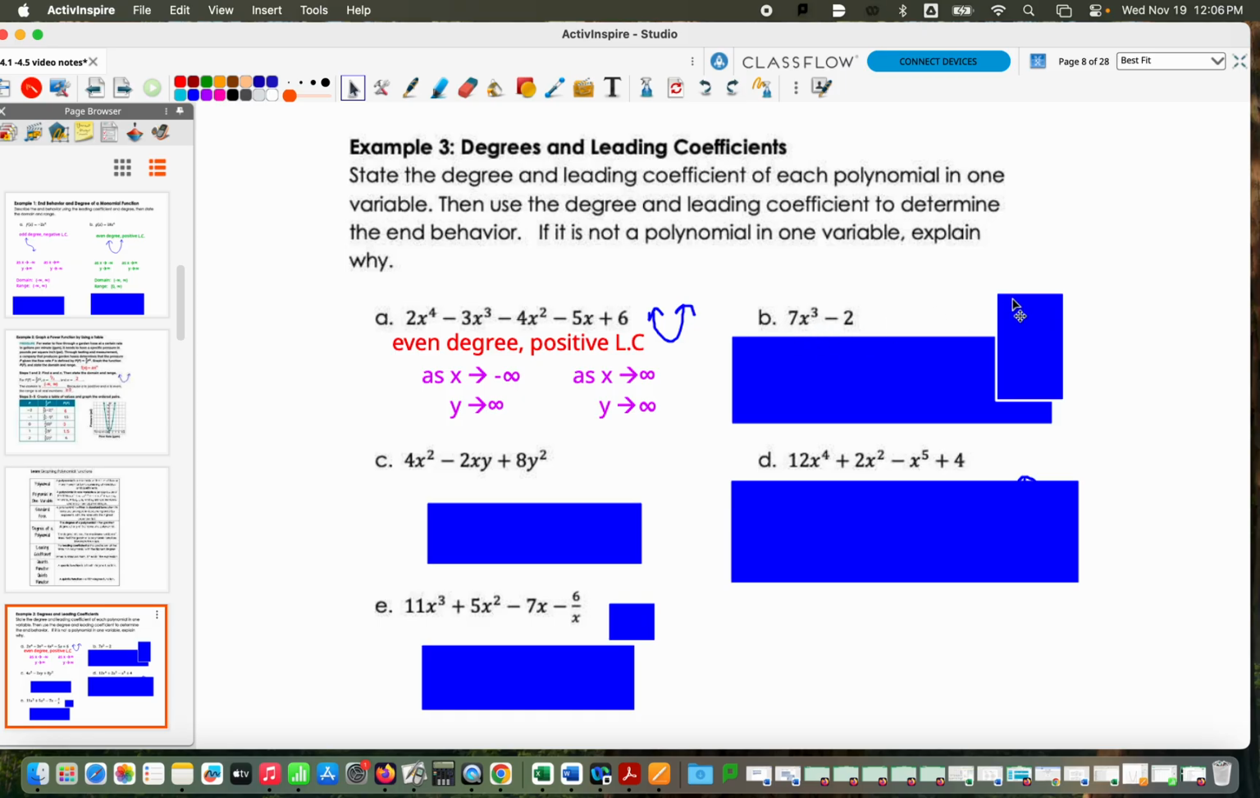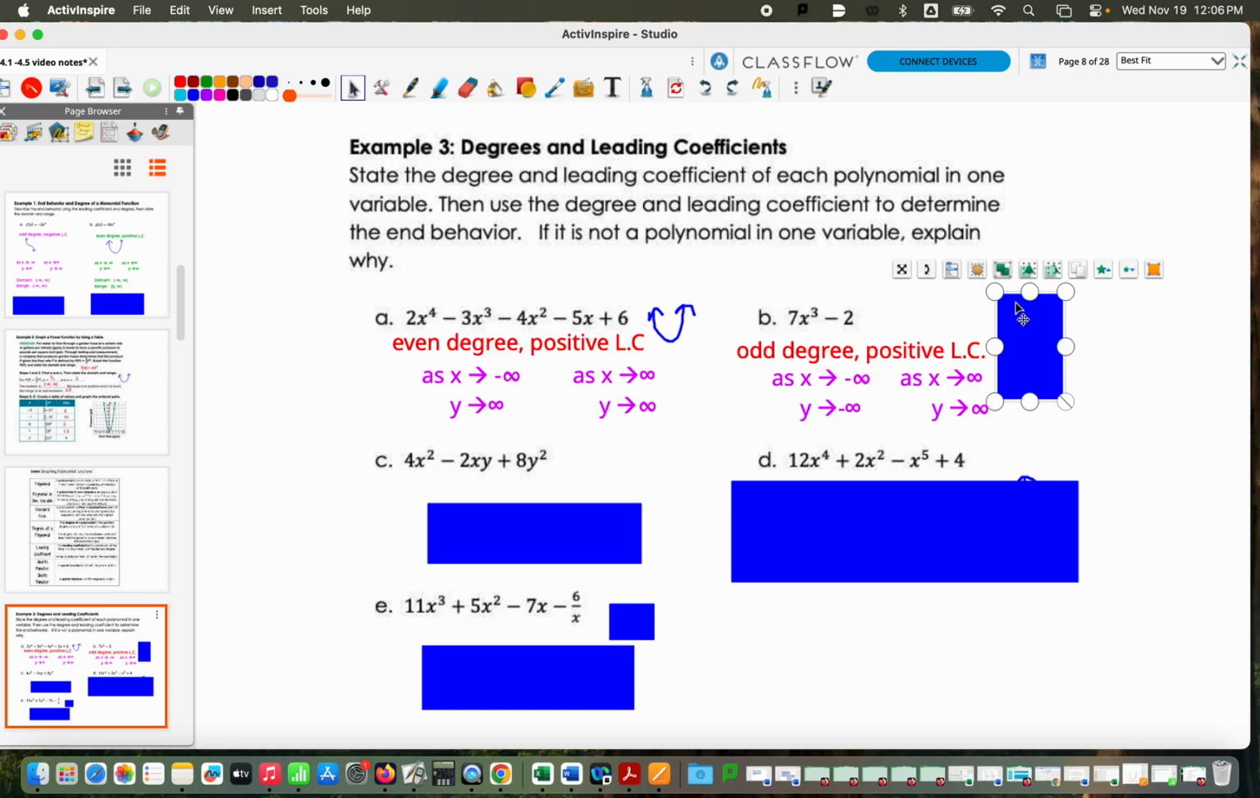Here's 7x cubed. That's what I'm going to be focusing on. That is odd, and the 7 is positive, so it should be some sort of shape like this. So as x goes negative, our y goes negative. As I go to the left, I'm going down. As x gets positive, as I move to the right, then y is going up.